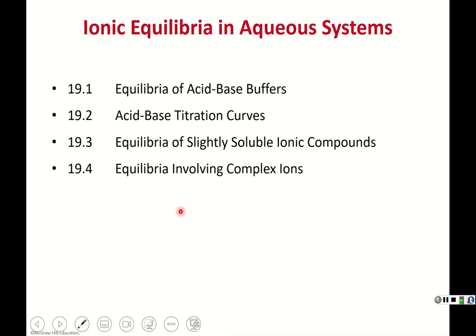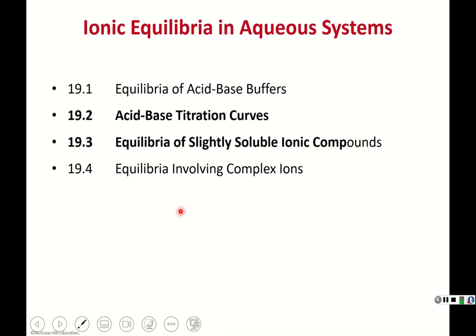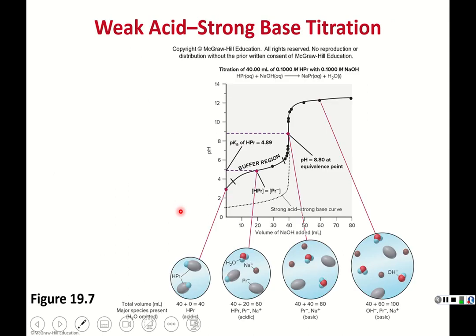So the material we're going to be covering is in chapter 19. The first two sections are dealing with acid-base stuff, so we're talking about the titration curves in section 2, and then we'll also be going on to section 3 with dealing with solubility. Let's look at the first condition where we have a weak acid and a strong base titration.